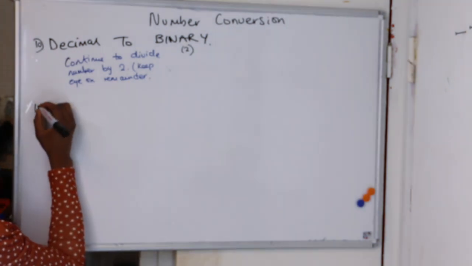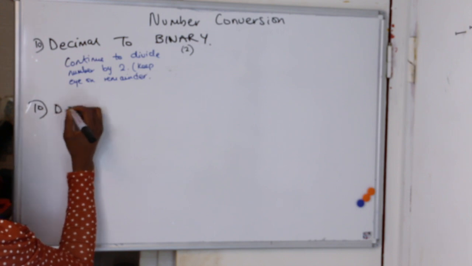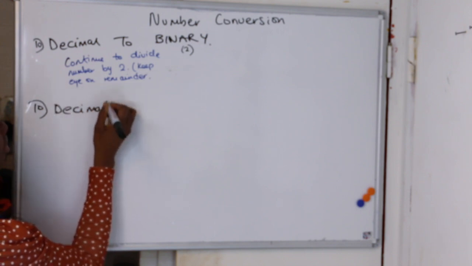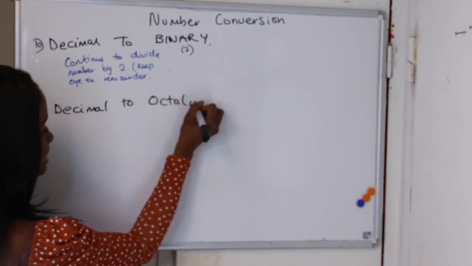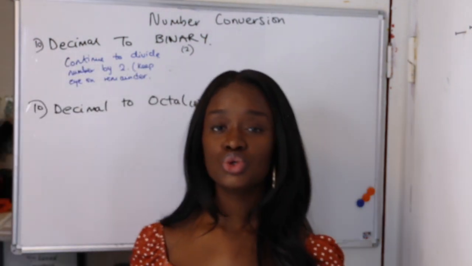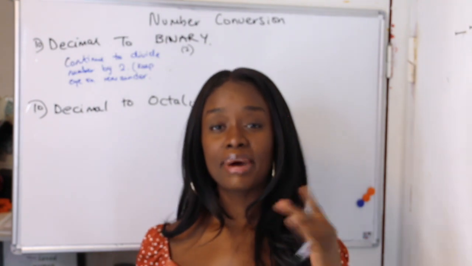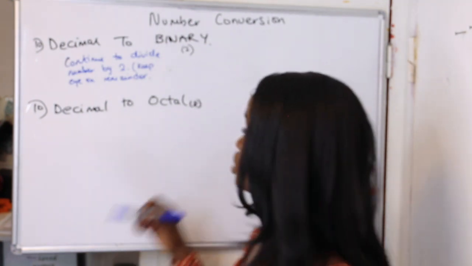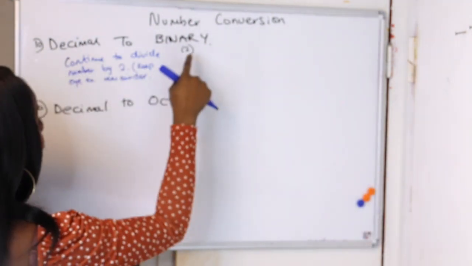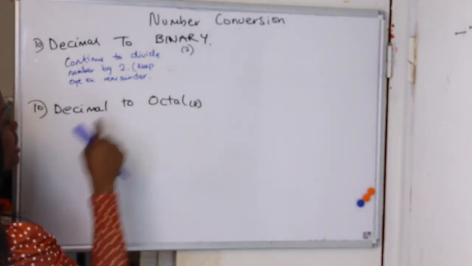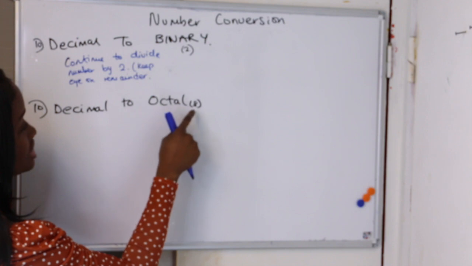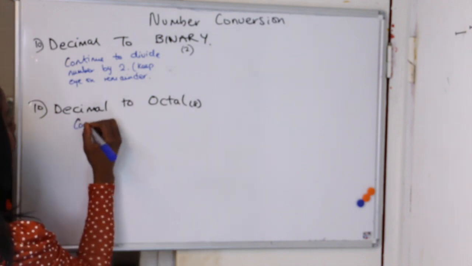Okay, next one's decimal to octal. And remember, octal is base 8. With octal, you continue to divide the number by 8 and keep an eye on the remainder. So if you see the pattern here, we divided the decimal by 2 because of binary. We're dividing the decimal by 8 because of octal. Okay.